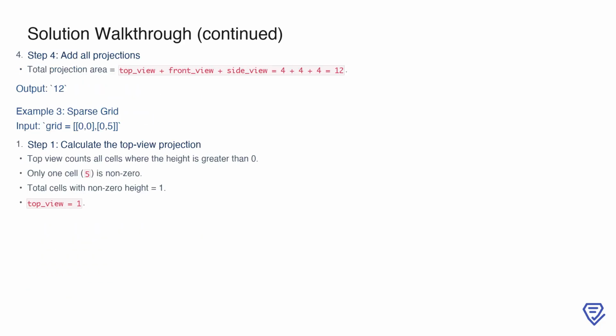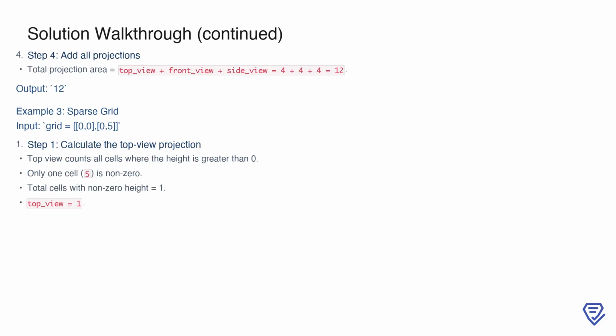Now that we have all 3 projections for this example, we calculate the total projection area. Adding the top view, front view, and side view projections, we have 4 plus 4 plus 4, which equals 12. Therefore, the total projection area for this uniform grid is 12.